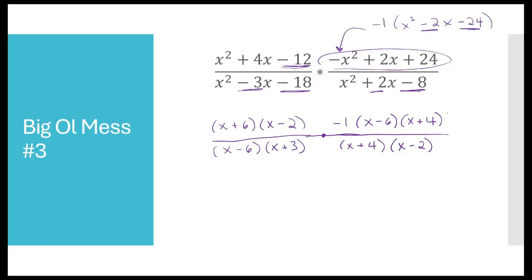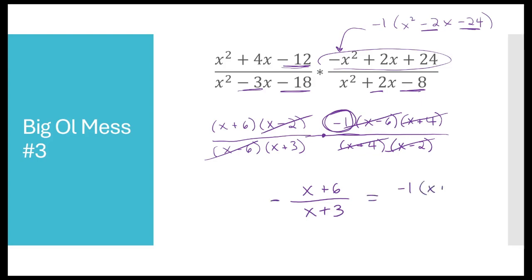Now I can cancel my x plus 4 and my x plus 4, my x minus 2 and my x minus 2, my x minus 6 and my x minus 6. And my God, I've lost so much. It went all the way down to x plus 6 over x plus 3. But can you tell right now what I missed? Don't forget about that -1. You can just put it out here like that, or you can put it out here like that, or you can FOIL it in, however you like it. Distribute it in.